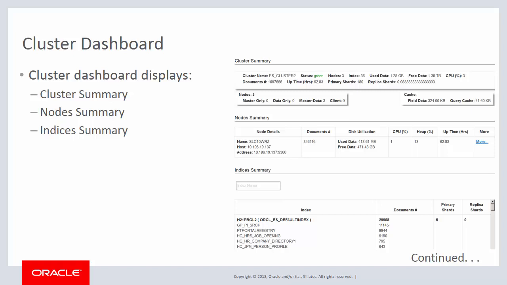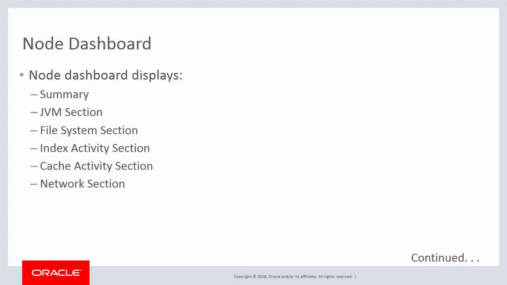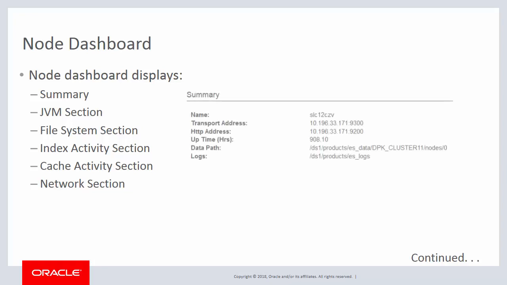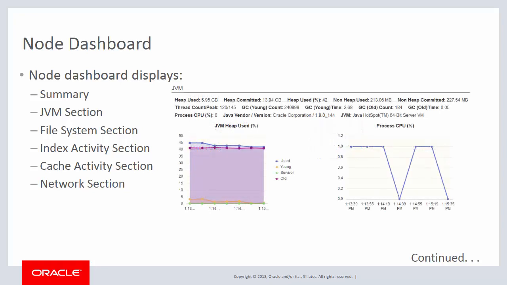Node dashboard. To view the node dashboard, you need to click the More link in the Node Summary section. Node Dashboard, Summary. The Summary section of the Node Dashboard provides general information on the Elasticsearch server, which is useful for debugging purposes. JVM section. The JVM section of the Node Dashboard provides critical information about the JVM that is running the Elasticsearch server. It is important to note the values in this section, particularly the value for the heap used parameter.